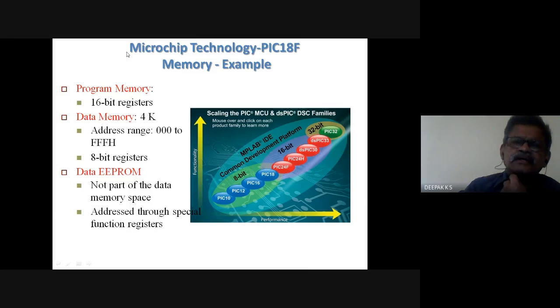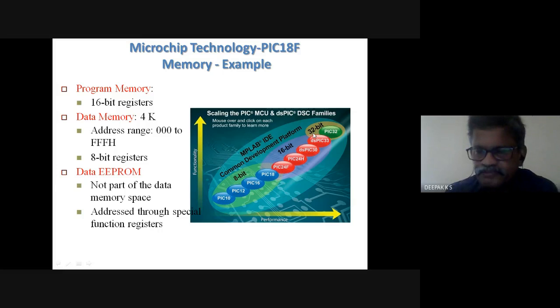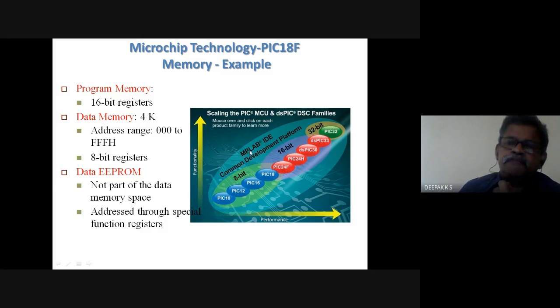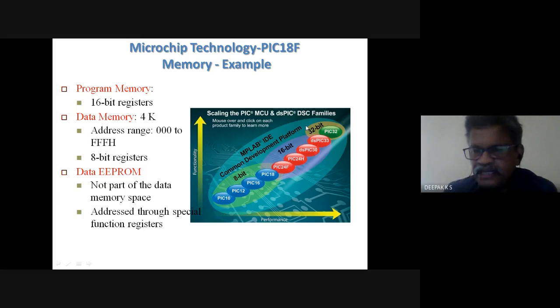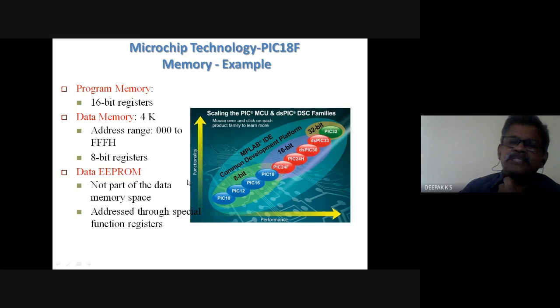So here, this is by Microchip, and this is an 8-bit. So we have PIC10 to PIC18, and PIC18 becomes the higher end version of this 8-bit PIC family. In addition, you should note that there are 16-bit PICs and 32-bit PICs. So the development platform is this MPLAB IDE. This is the development platform which is common for all these 8-bit as well as 16-bit as well as 32-bit. PIC18 forms the high end of this 8-bit.